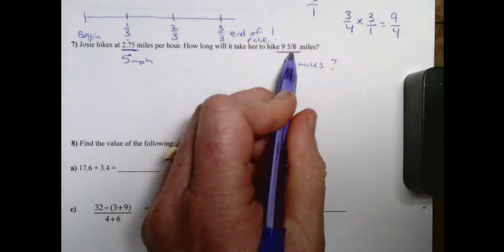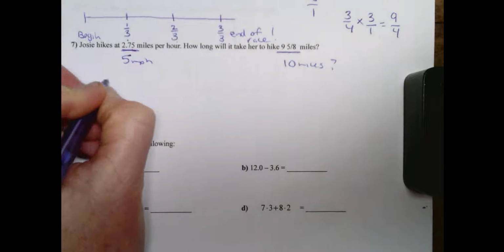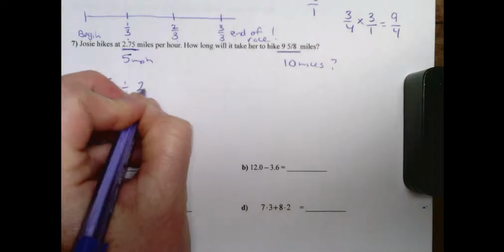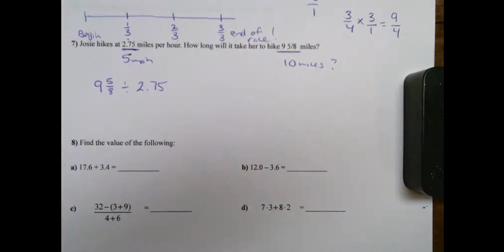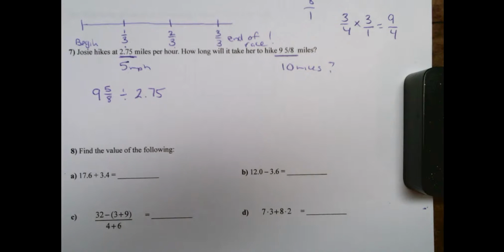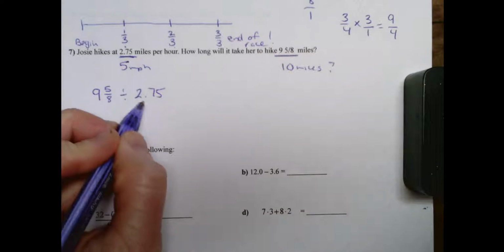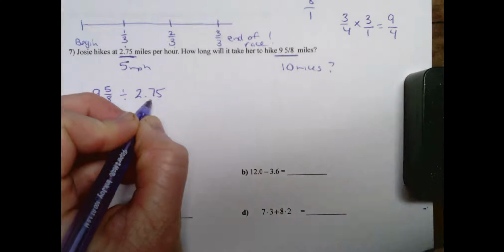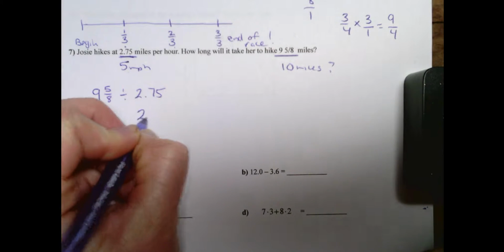So I'm going to take 9 and 5/8, and I'm going to be dividing that by 2.75. So I personally prefer fractions. I just think they're easy to work with. So I'm going to turn this into a fraction. 2 and 75 hundredths here is the same as 2 and 3/4.